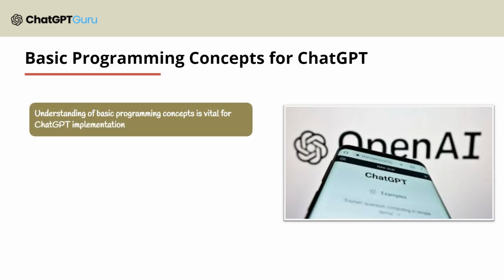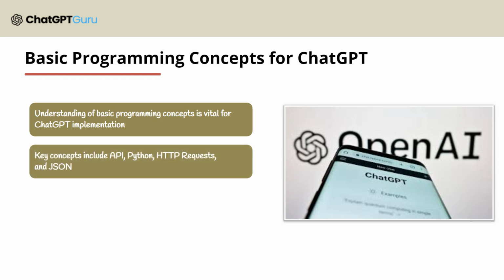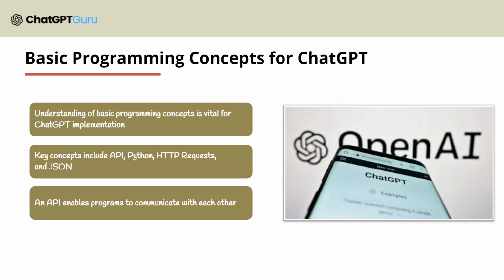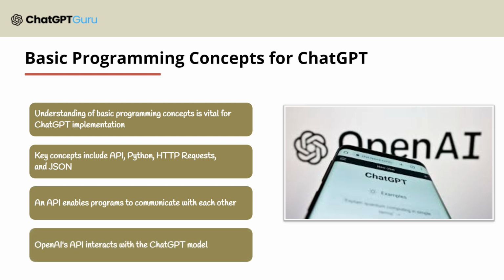When venturing into the implementation of ChatGPT, it's crucial to grasp certain basic programming concepts. Some of the keys to unlock the world of ChatGPT include understanding APIs, Python, HTTP requests, and JSON. To begin with, an API, or Application Programming Interface, acts as a conduit, allowing programs to communicate with each other. When using ChatGPT, you interact with OpenAI's API, which bridges the communication between you and the model.